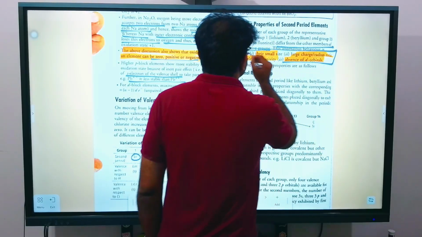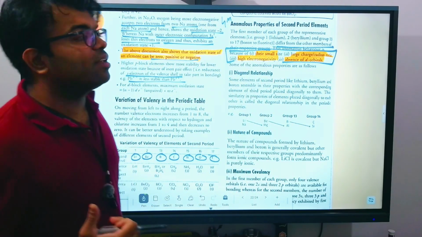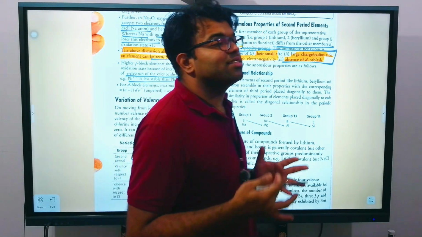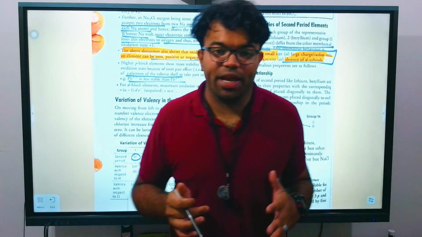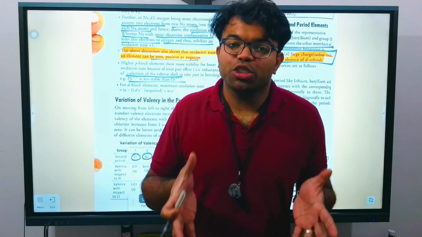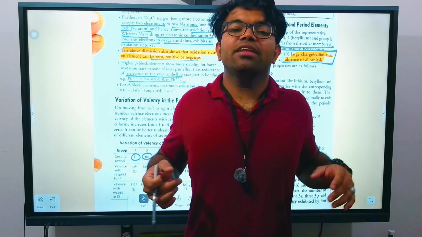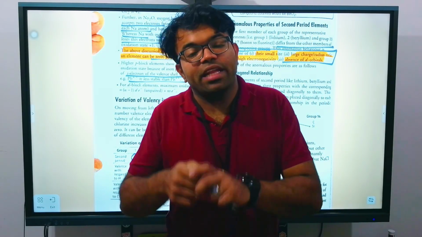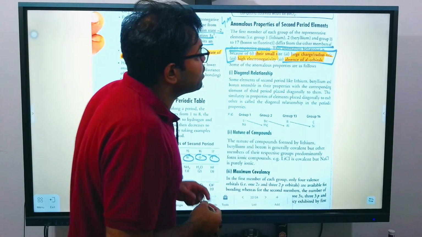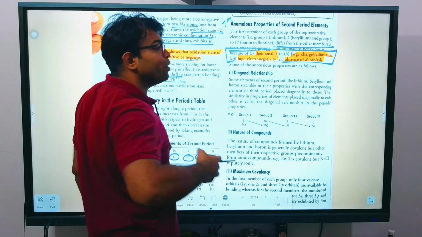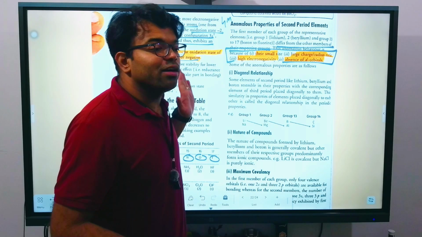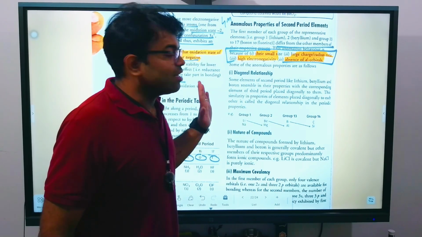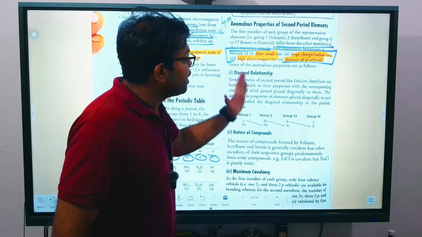So what does this do? It does something very peculiar, that is known as the diagonal relationship. Instead of sharing their properties with the neighboring atoms in their own group, they share their properties with the elements in the group next to them. Okay, they share the properties with the elements in the group next to them.